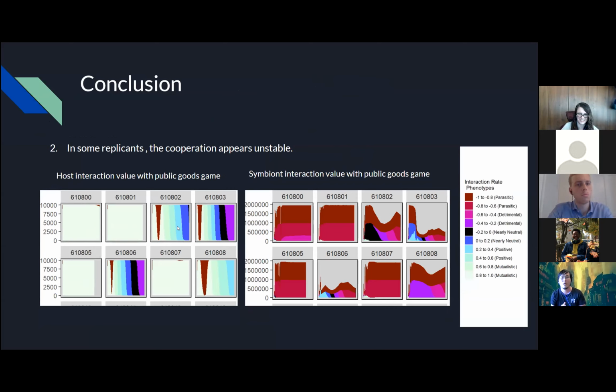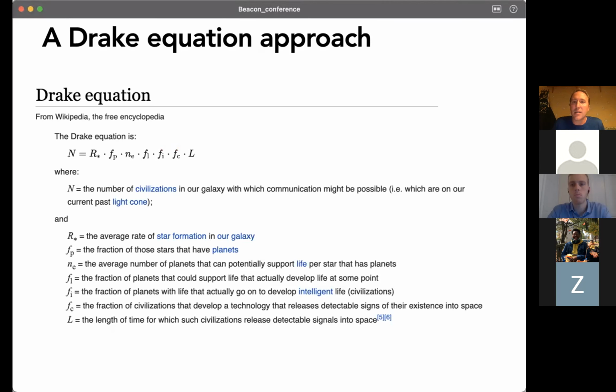So we were inspired by the Drake equation. That's with Frank Drake, the astronomer. I always get him confused with Francis Drake, the pirate, but they are very different people. The Drake equation is used to calculate the number of alien civilizations that we might be able to communicate with. And it's basically a product of a bunch of terms. So it's like the average rate of star formation, the fraction of those stars that have planets, the likelihood that those planets might have living things on them, et cetera.